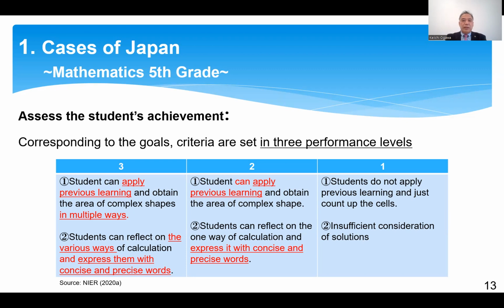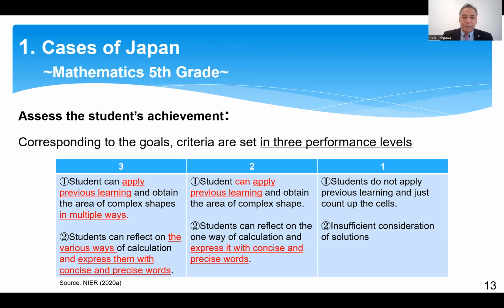Corresponding to the goals, criteria are set in 3 performance levels. So criteria 3, let's start with the 3. First, students can apply previous learning and obtain the area of complex shapes in multiple ways. Second, students can reflect on the various ways of calculation and express them with concise and precise words.